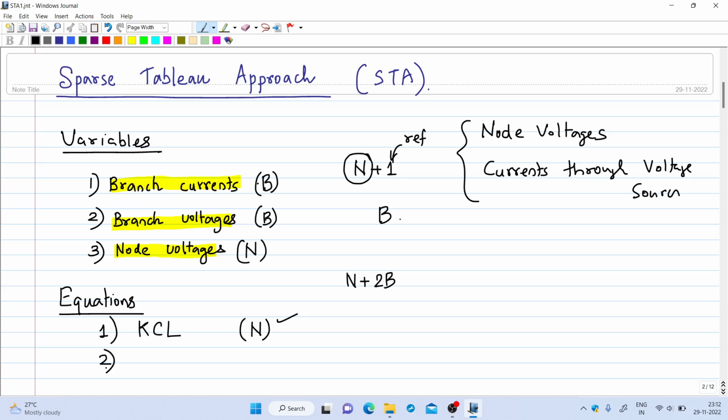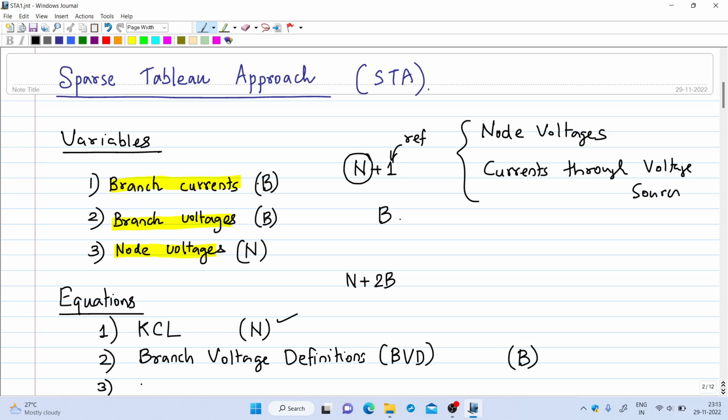Then the second set of equations we will get from the branch voltage definitions, BVD. I will explain what this is in the coming slides. For each branch we can define the branch voltage in terms of the node voltages in the network. So there are b branches, so we will get b branch voltage definitions.